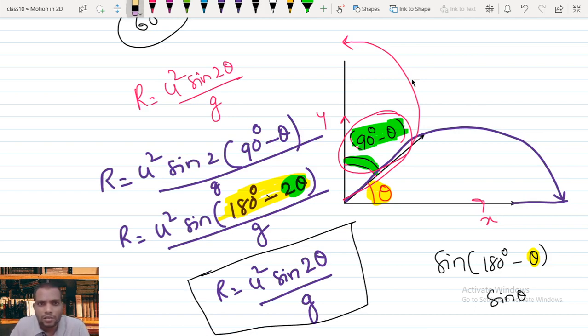It means this is the horizontal range. Always the projectile will move along in this direction only. It's the horizontal range.